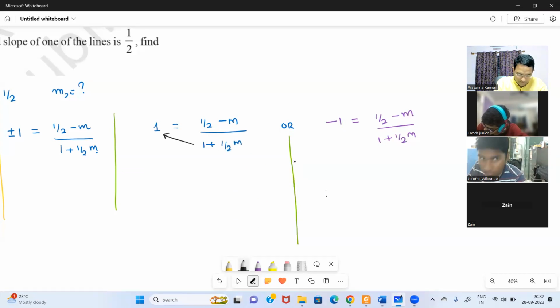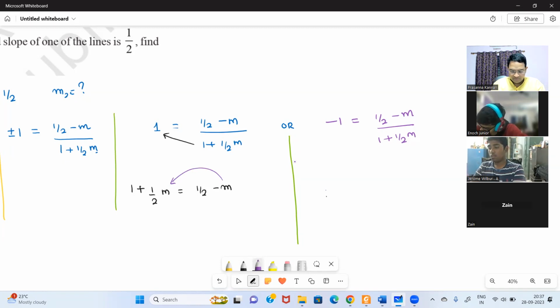So if I cross multiply, I'll get 1 plus 1 by 2 m is equal to 1 by 2 minus m. If I bring this minus m this side, 1 by 2 m plus m will be 3 by 2 m. 1 by 2 minus 1 will be minus half. So you can see that 1 by 2 and 1 by 2 will cancel. The value of m will be equal to minus 1 by 3. This is one possibility.